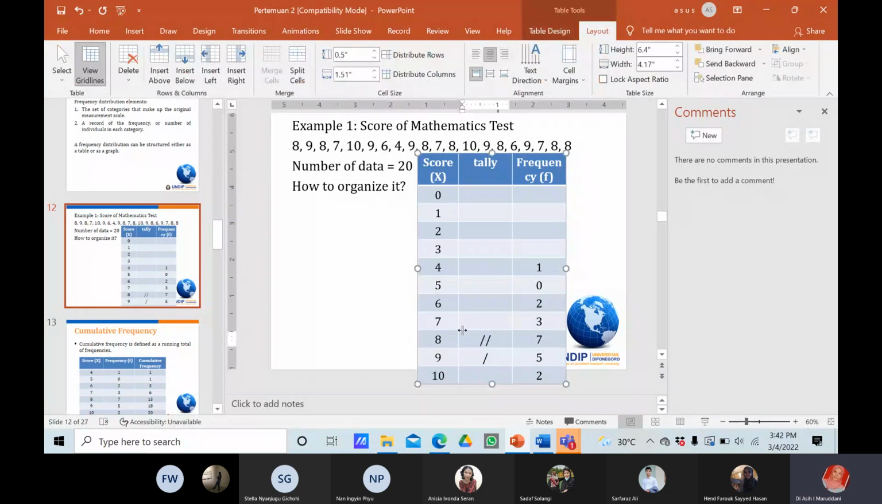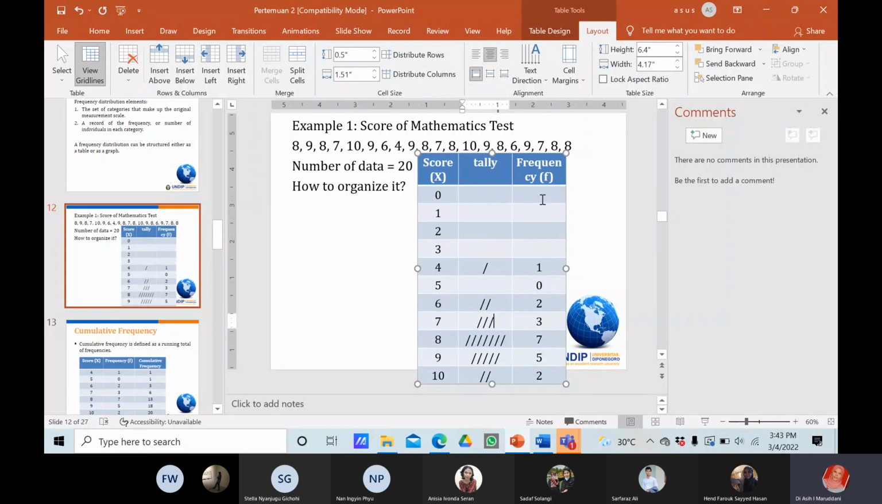The following students got 7, 10, 9, 4, 6, 4, 9, 8, 7, 8, 10, 9, 8, 6, 9, 7, 8, 8, and 7.